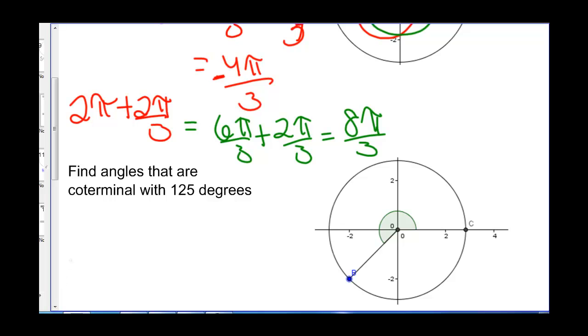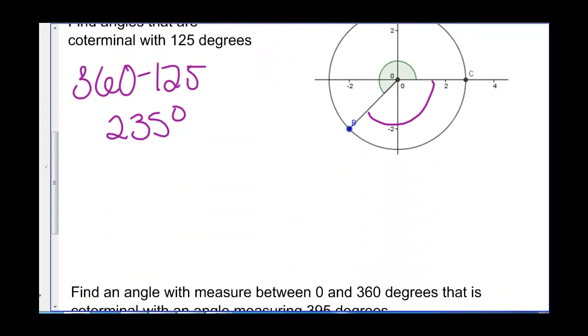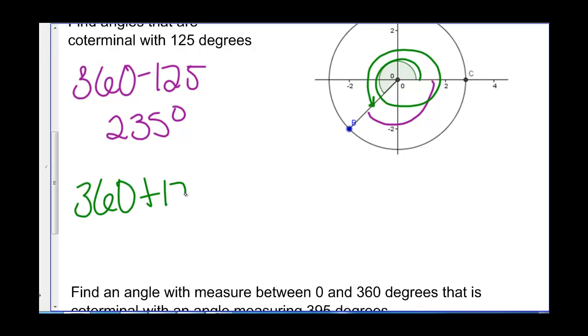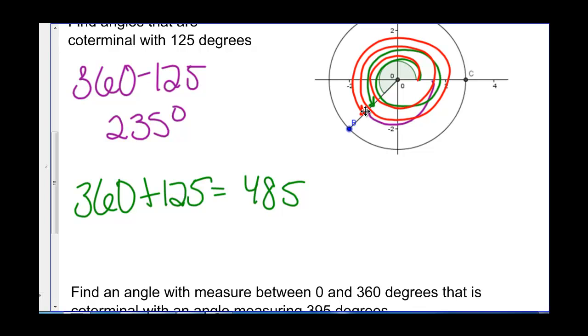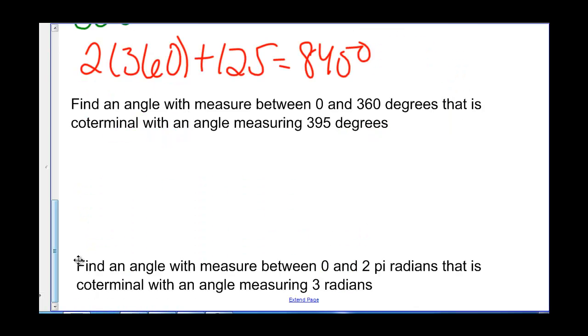Alright, let's try another one. Now let's find angles that are coterminal with 125 degrees. So again, we could go clockwise. 360 minus 125 is 235 degrees. We could go around once and then to the angle, so that would be 360 plus 125, which is 485. We could also go around twice and back, so that would be 2 times 360 plus 125, and that would give us 845 degrees.